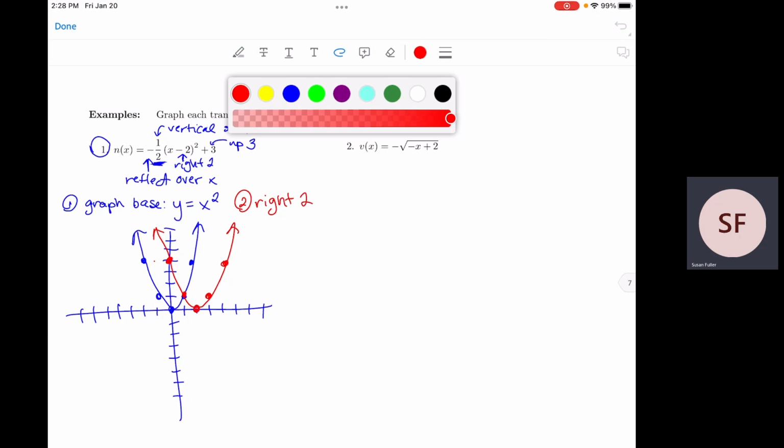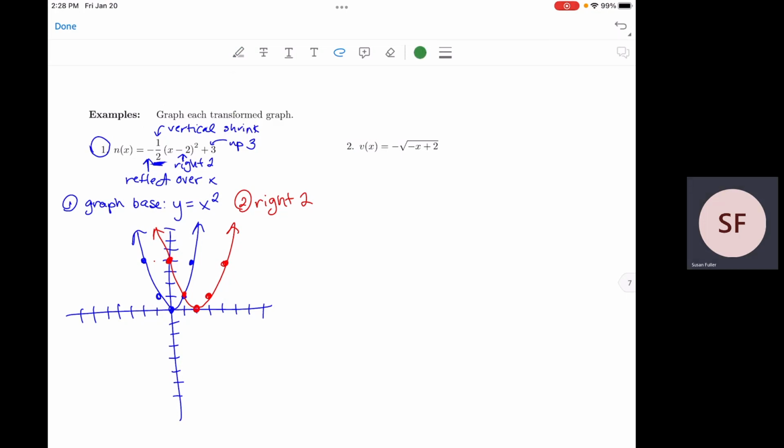Okay, after I do horizontal shifting, the next thing that I'm going to do is any stretching or shrinking. I do have a vertical shrink happening, so I am going to vertically shrink this. I'm going to cut every point. I'm going to squish everything half the distance from the x-axis.